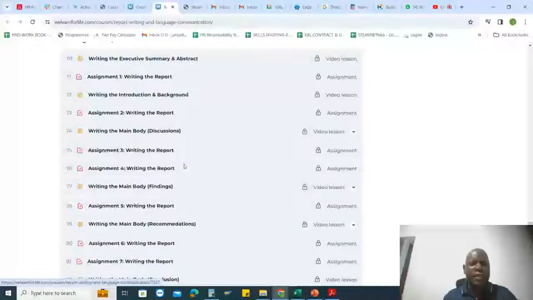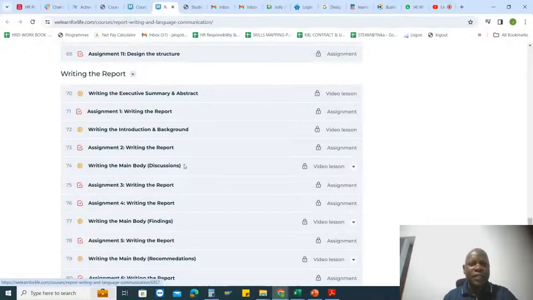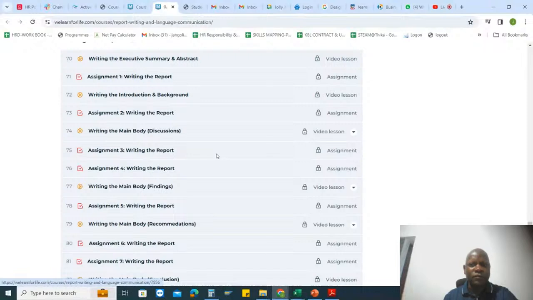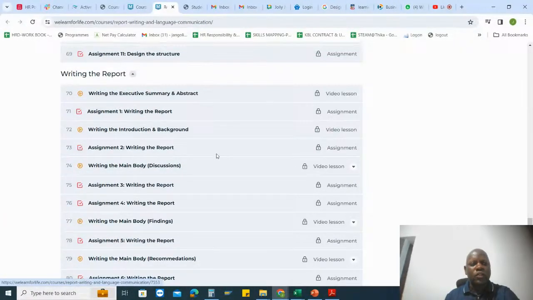So we'll be writing the executive summary and abstract. We'll be doing an assignment on that. So this is basically the structure of a report. This is what we are talking about. So writing the report, that's the last bit of the course, whereby now we are supposed to apply all the skills that we have learned in our sessions, in our practices, to write the report.